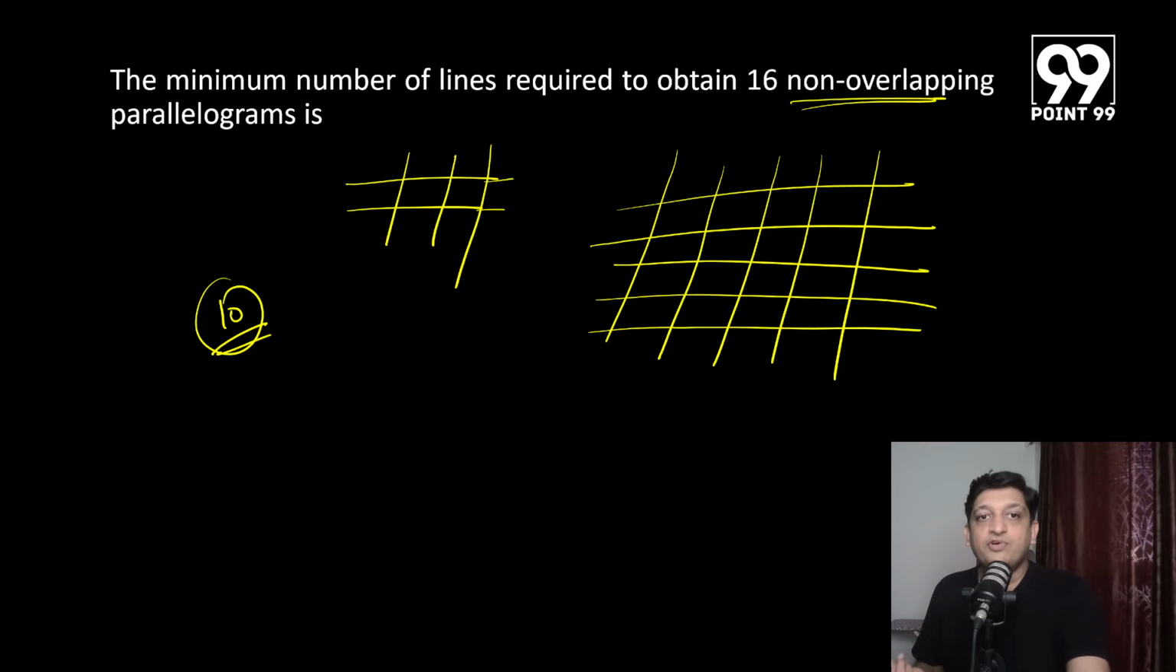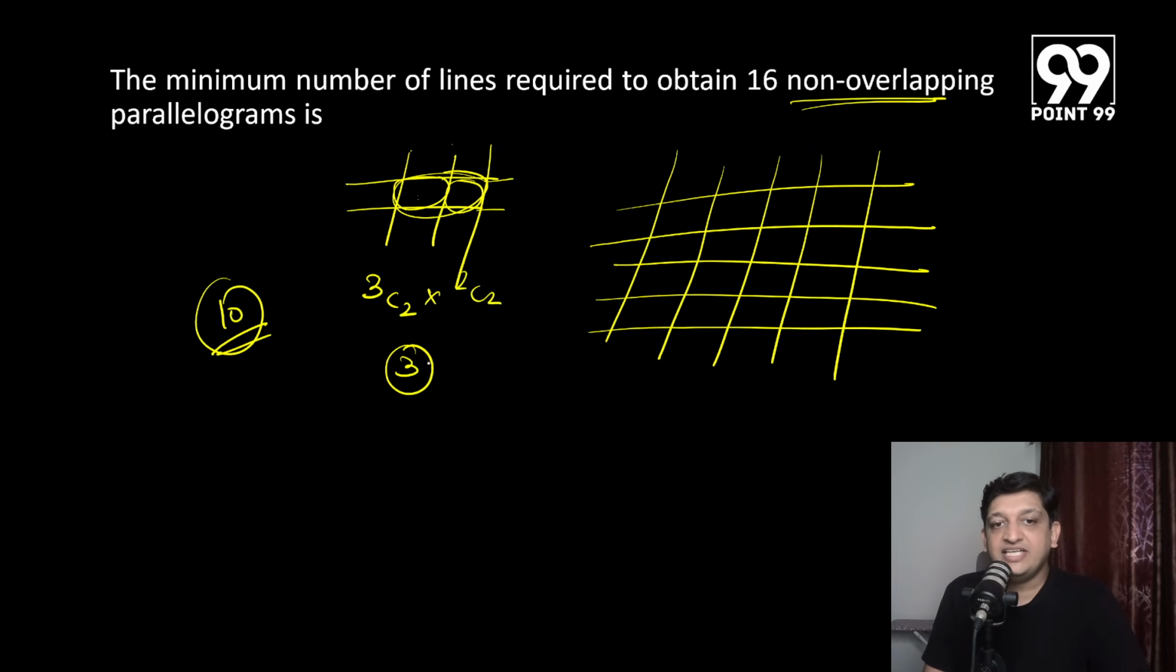If overlapping would have been allowed, then my answer would have been slightly different, because if I have 4 lines, I'll be able to make 1 parallelogram. If I have 5 lines, I'll be able to make 1, 2 and 3 parallelograms. So that you have to understand. And why is this 3? Purely because I have to choose any one of these 3, and I have to choose any one of these 2, which can be done in 3 ways. So that is how you would have got overlapping parallelograms.